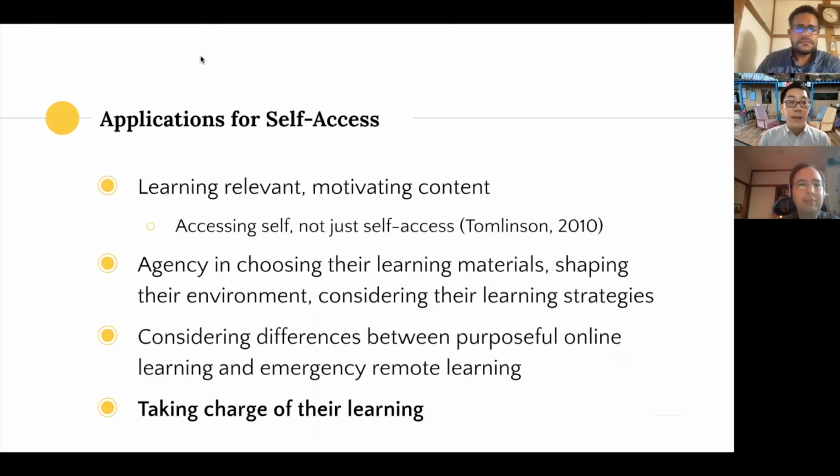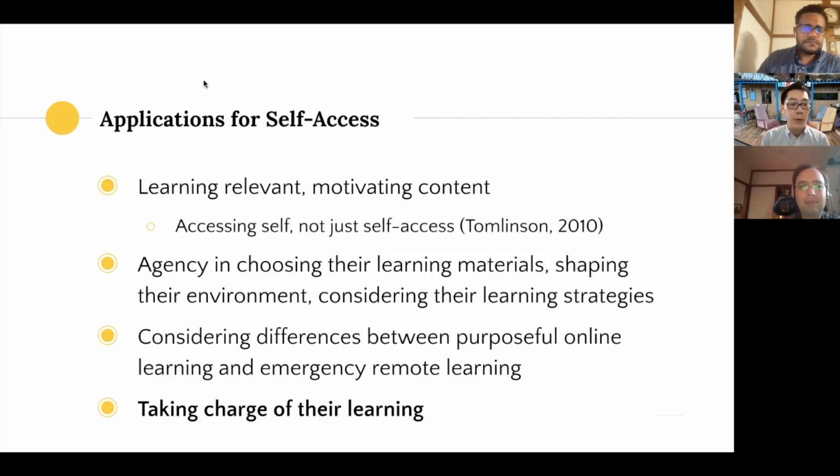And then finally, because this is JASAL, looking at some applications for how this all connects to self-access. So one major point is, students were choosing and learning content that was relevant and motivating to them. And in doing so, they were finding out about themselves. And so this kind of reminded me of this line by Tomlinson. And he was writing about materials for self-access, but it's kind of also relevant here, where students were accessing themselves, not just self-access. And also we saw students exercising their agency in choosing their learning materials and shaping their learning environments and considering the learning strategies that they would use.